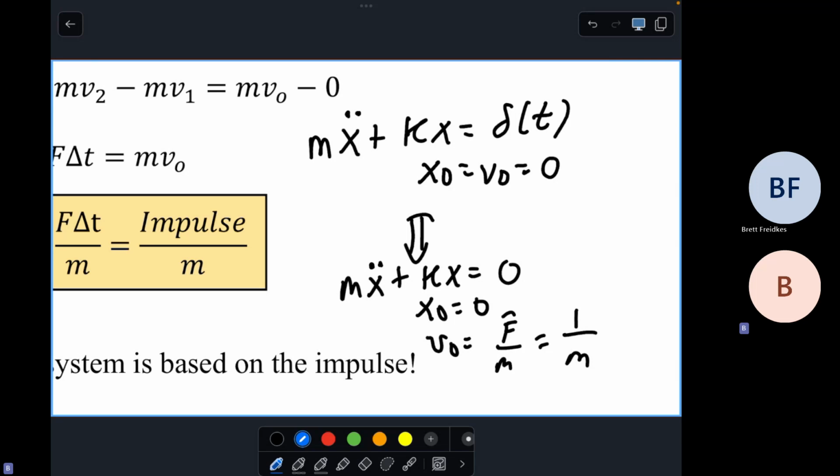I'll give you that. But it's your responsibility to know I can convert this forced vibration problem to a free vibration problem by converting the initial velocity to F hat over M. Do we see that?